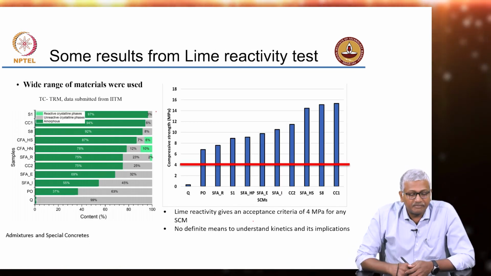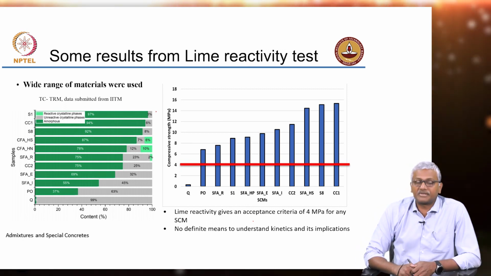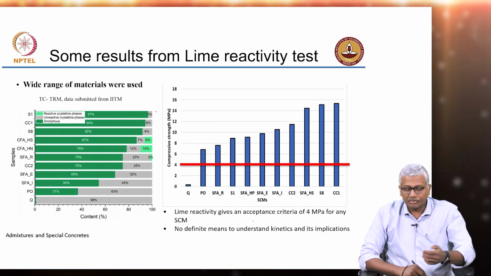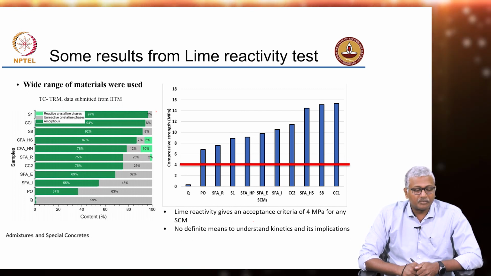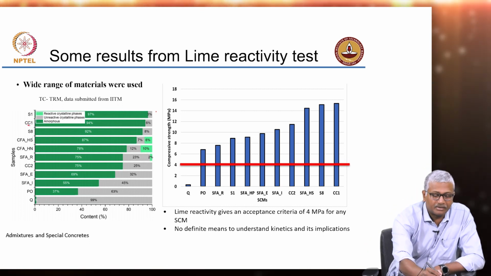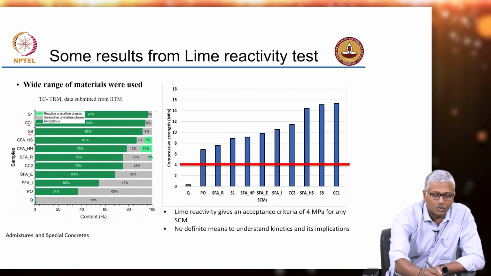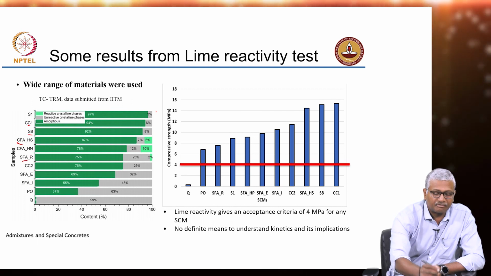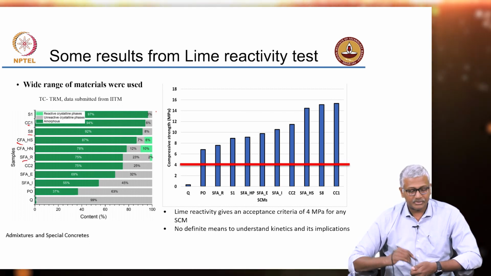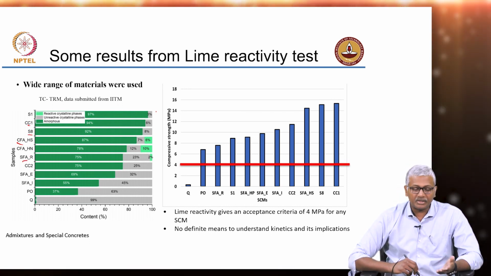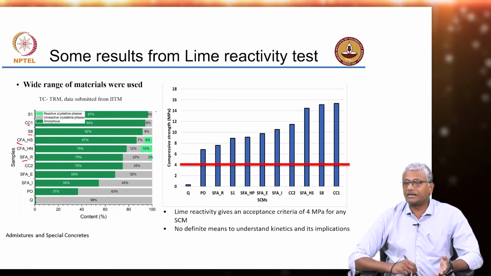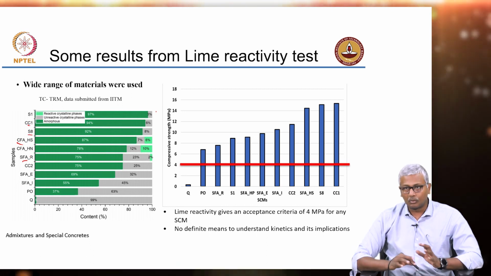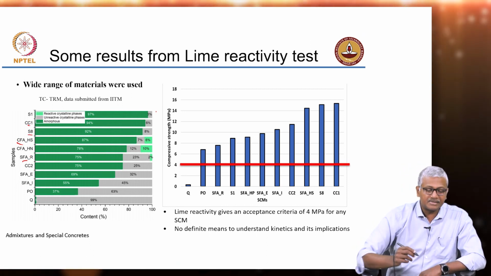Some results are given here from the same inter-laboratory study that was being done. The data from IITM is shared on the left. So, you see here the samples from different materials, like you have slag, calcined clay, another slag and so on, type C fly ash, type F fly ash and so on. Okay. So, what is provided here on the left side is the extent of amorphous and reactive crystalline phases in the overall system. So, green indicates the amorphous phase.